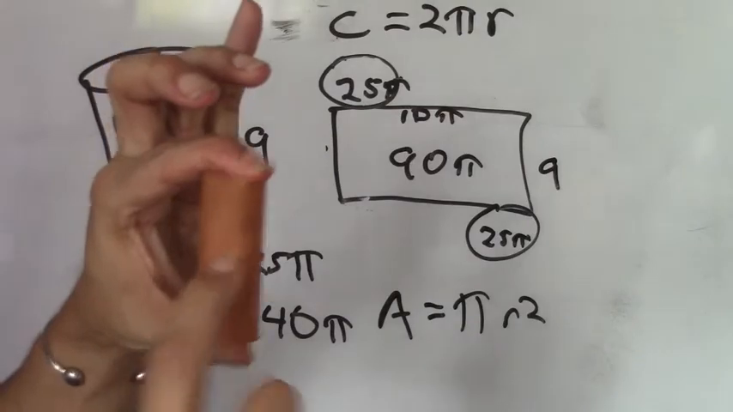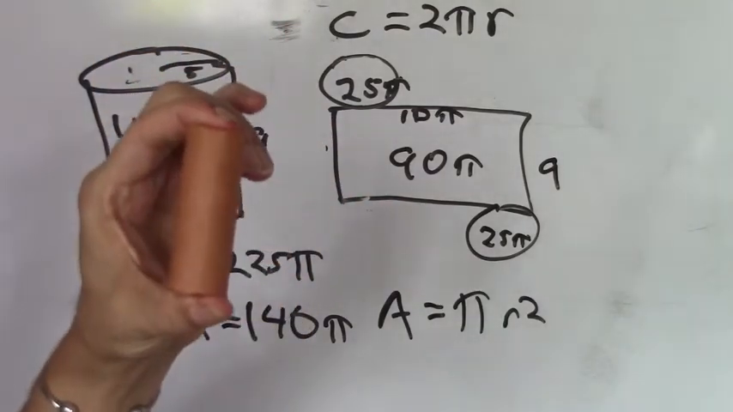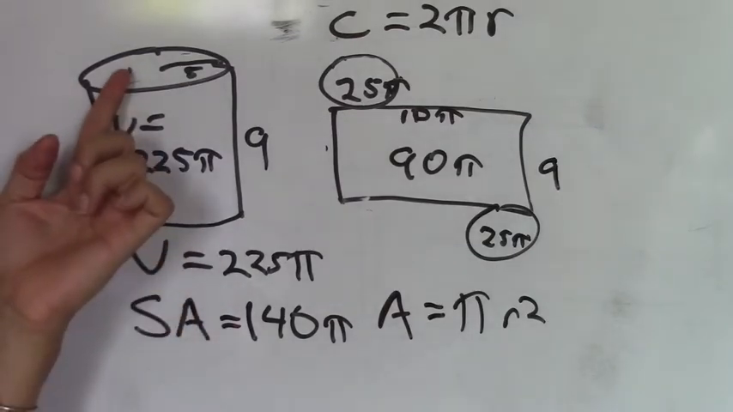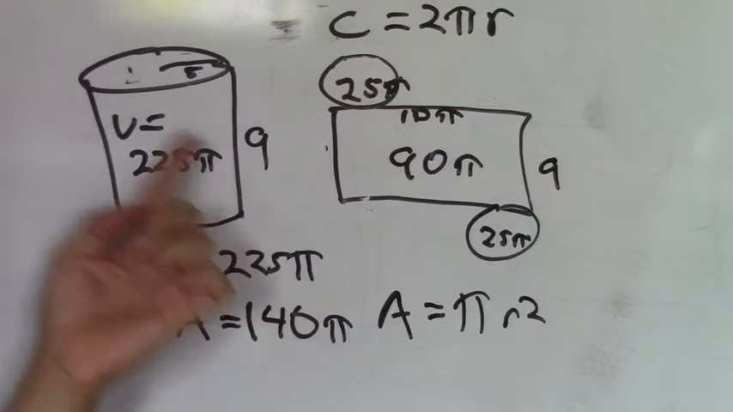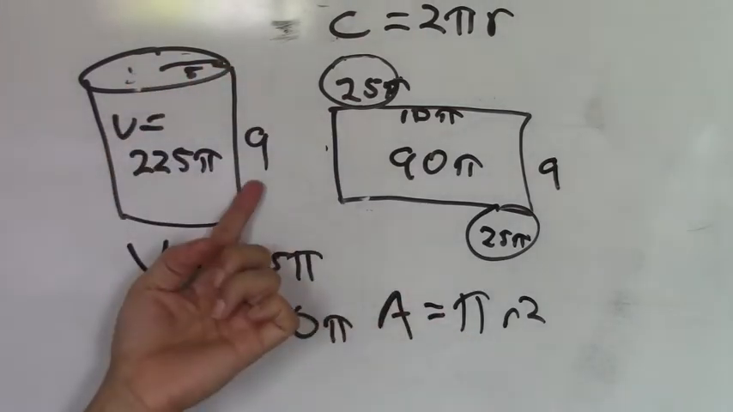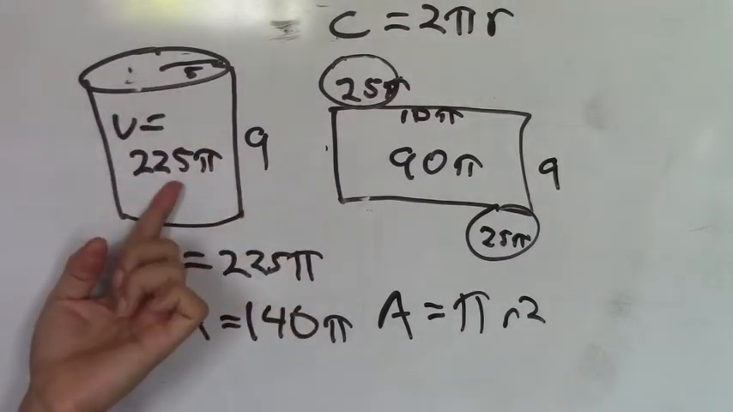The volume of this thing as compared to the surface area of this thing, right? Okay, so the volume was 225, which was the area times the height. The area of this circle up here, which we found using pi r squared, times the height. So I just got to find the area of this times the height. That gives me the volume.